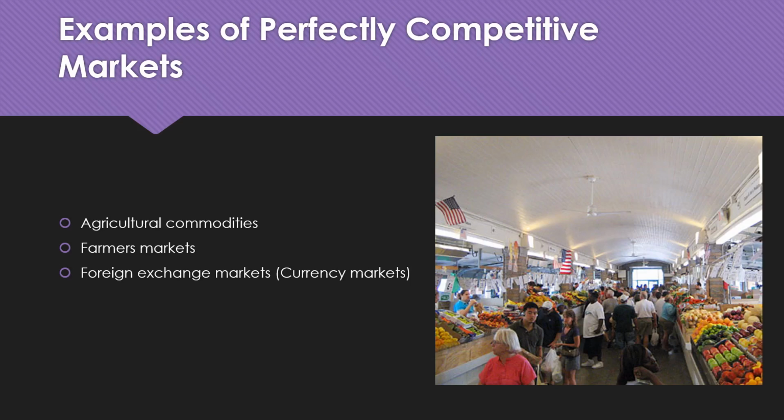The last one is foreign exchange markets and currency markets. So again, currency is ubiquitous. So if you're trying to buy yen or you're buying dollars, one person's dollar is indistinguishable from another person's dollar. And so there's a lot less influence because there's so many people transacting that currency at any given point in time that you don't necessarily have a lot of influence over the price.